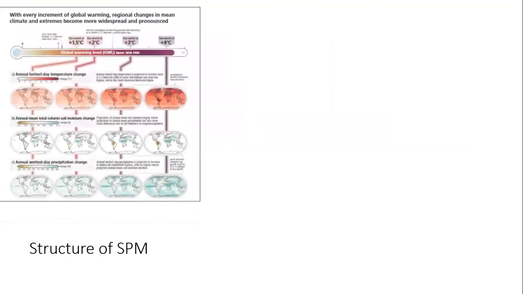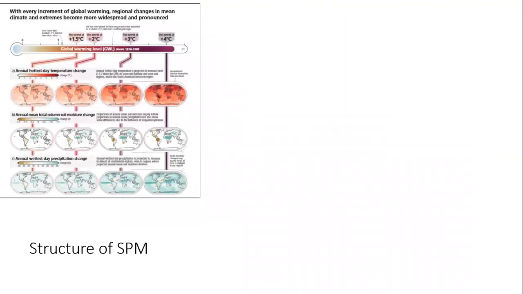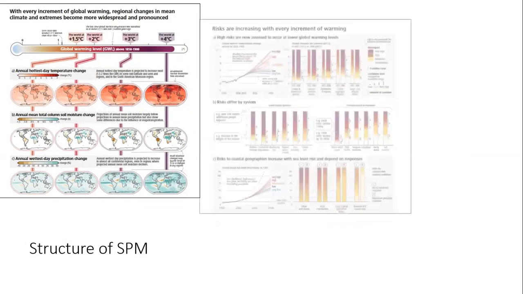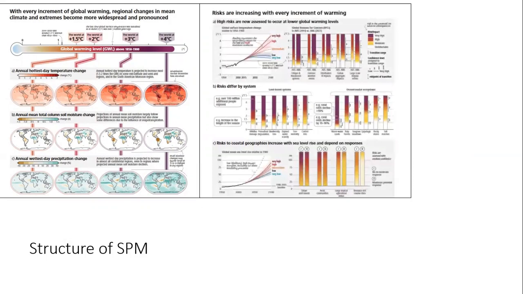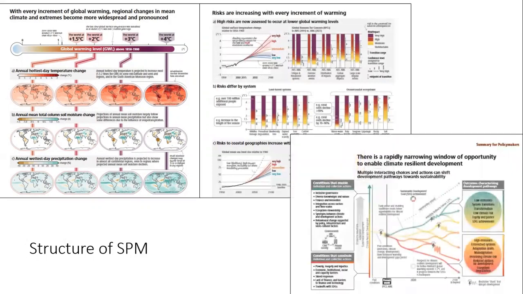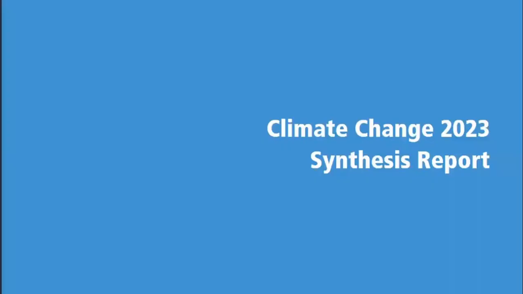Further on, you'll see more illustrations. This one talks about how with every increment of global warming, regional changes in mean climate and extremes become more widespread and pronounced. Risks are increasing with every increment of warming, and there is a rapidly narrowing window of opportunity to enable climate resilient development. Basically, time is running out, is the key message here.